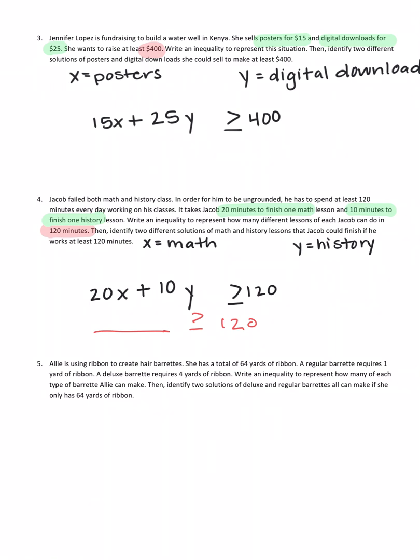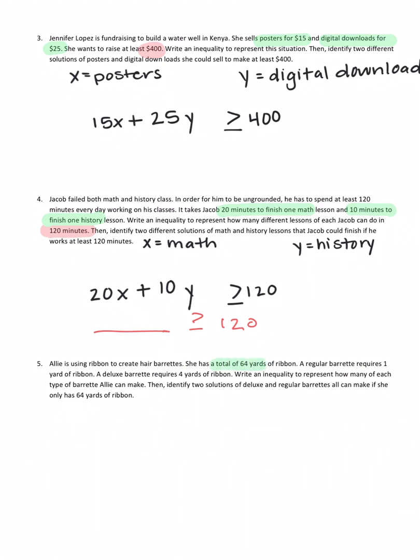Okay, let's do the last one here. Allie is using ribbon to create her hair barrettes. She has a total of 64 yards of ribbon. So total, I hear that word total. So total of 64. So she doesn't have any more. So her ribbons cannot be more than that 64.